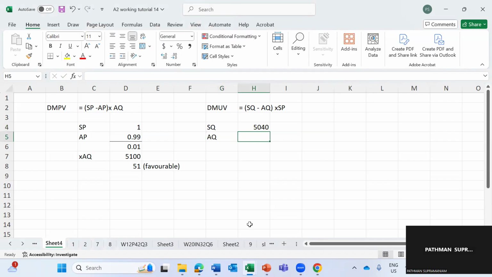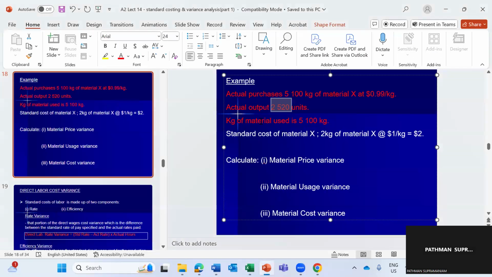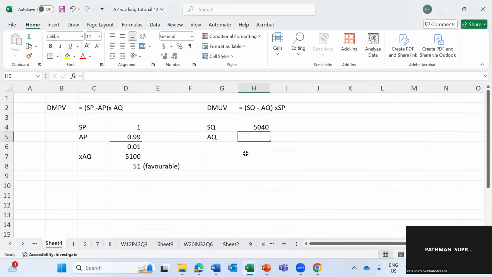But the actual kilograms used was more than that, 5,100. So we overused, which means we might have had to repeat the work or something like that. We used more than what we're supposed to use. So how many kilograms extra did we use? We used 60 kilograms extra. So when you multiply by standard price, okay, the standard price as we found earlier was $1, right? The standard price is 1. So therefore, the answer is going to be 60 times 1.